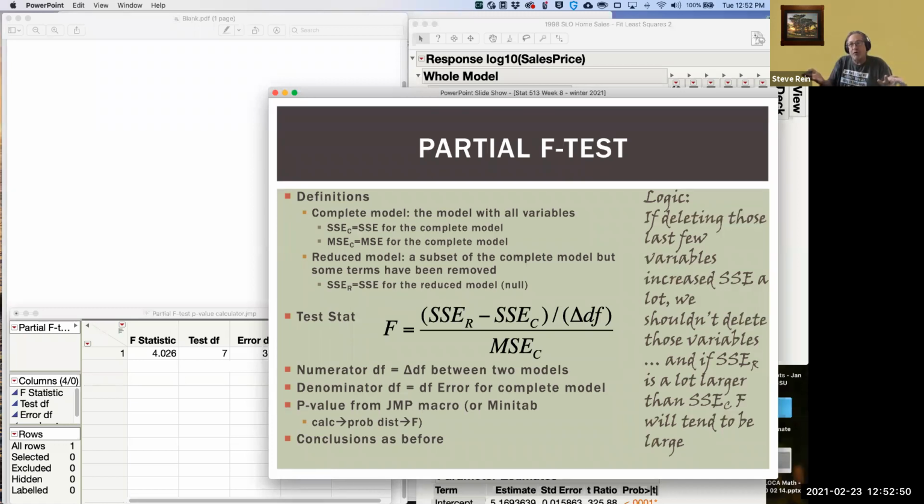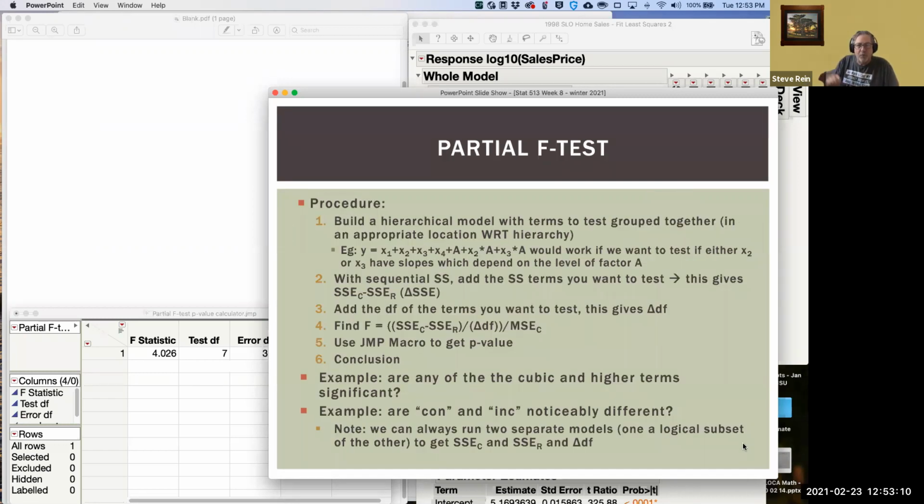You could do a partial F test. Fit the model with both terms, the neighborhood, and then also the interaction between neighborhood and square footage. Or you could fit the model without either of them and compare the two. Okay. So I think that's about it for now.